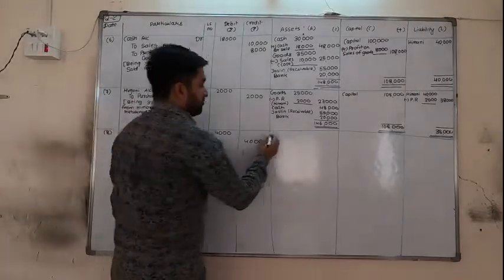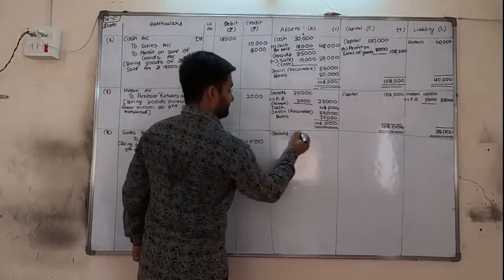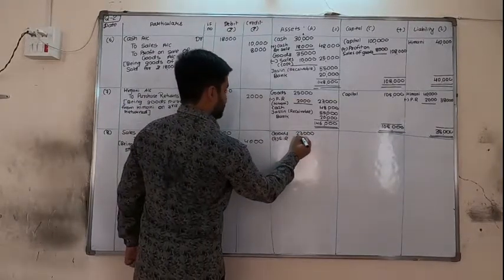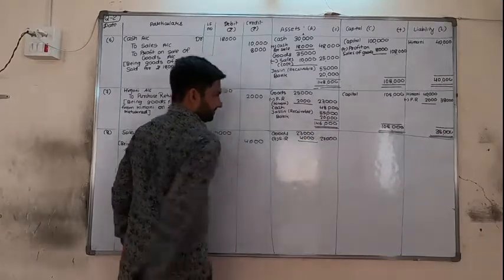Now goods are coming in through sales returns. The goods are 23,000. Goods are coming in, so plus SR. SR means sales return 4,000. Now the goods are 27,000.